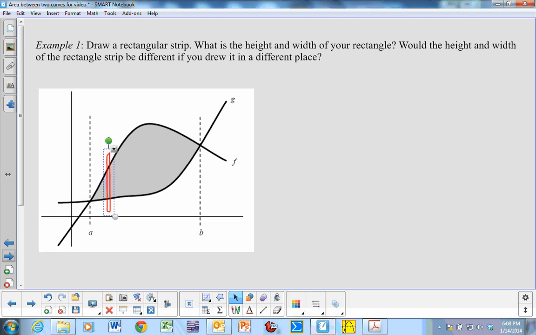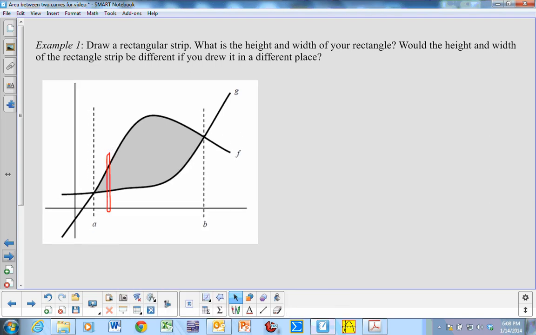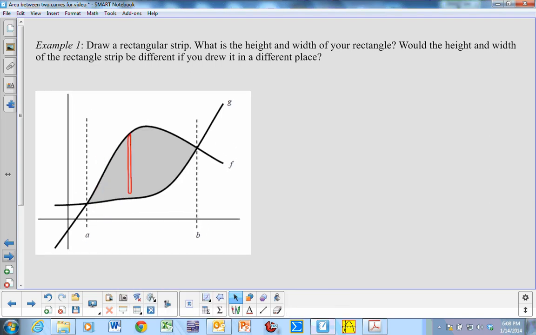Well, technical difficulties. I don't know why it won't make it smaller, but anyway, there would be your rectangle. We could move it around, and the heights would be different, but the width would be the same if I just left the width of that rectangle.